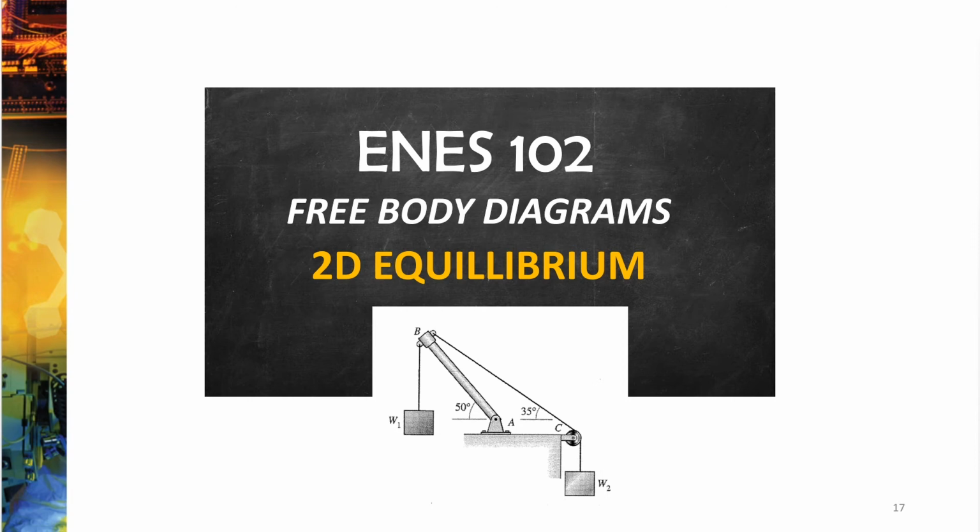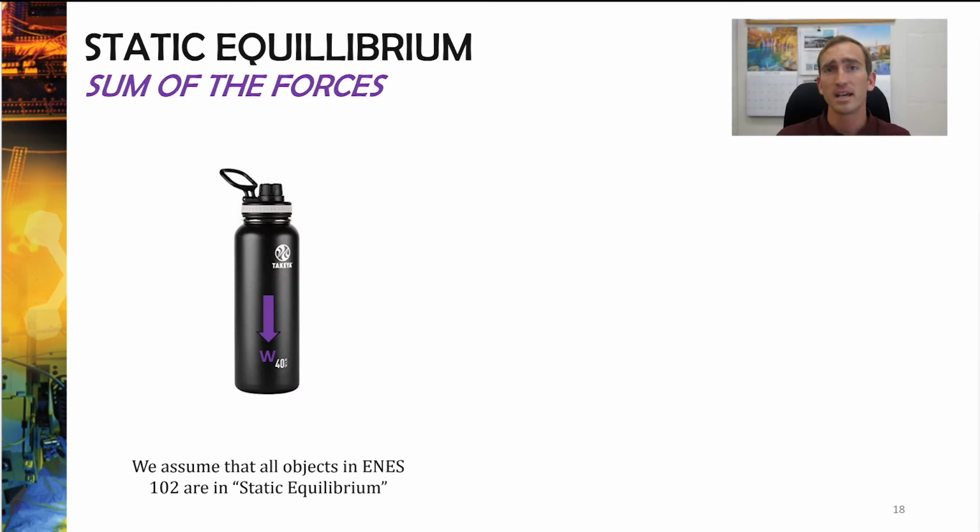Now that we've done free body diagrams, we need to figure out how to apply those free body diagrams, model real-world systems, and then figure out by using the sum of the forces equations how to solve. That's what this class is all about. As I was saying, in ENES 102, statics and mechanics of materials, we assume that every object or system of objects that we're looking at is going to be at rest.